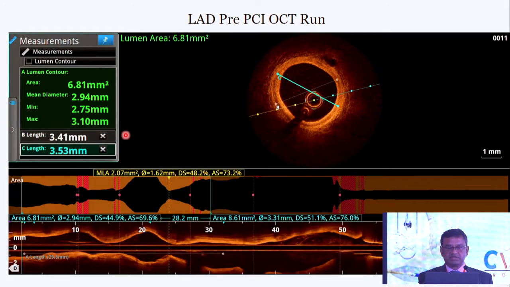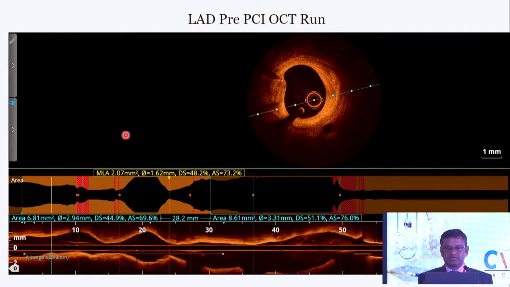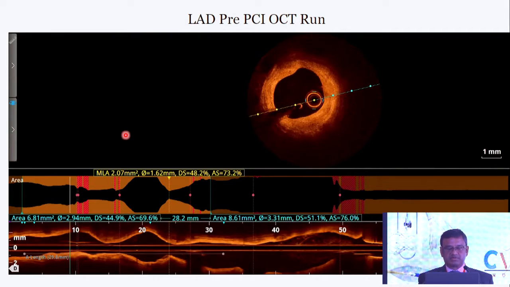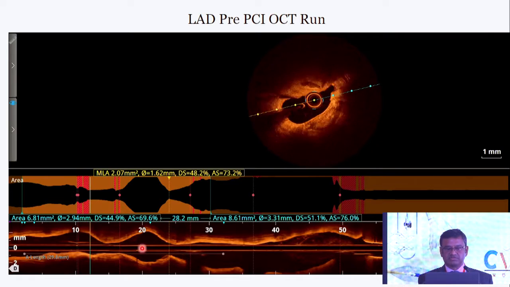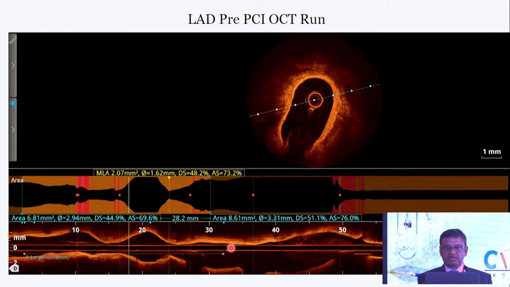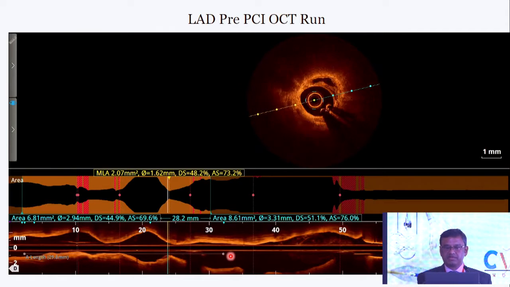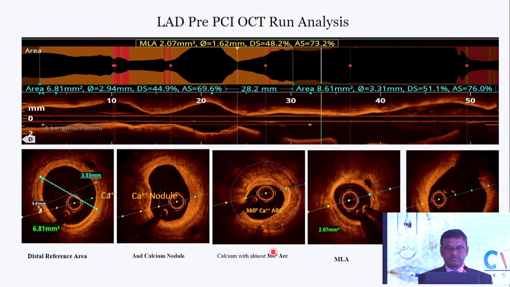So we did an OCT, and in the pre-OCT run you can see that this was densely calcified, though the lumen was open, areas of significant residual stenosis were there. And obviously it needed a bigger burr, or something more than that, to expand the lesion. You can see heavy dense calcifications, and after the diagonal and before the diagonal, the calcifications were significantly high. There was a calcium nodule also, and almost a 360-degree arc of calcium here. In the PCI run, you could see MLA was 2.0, and proximal reference diameter was 3.31 millimeters.